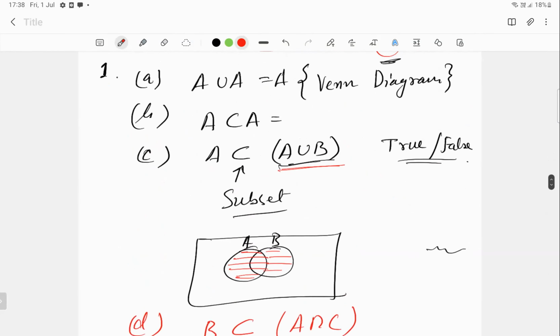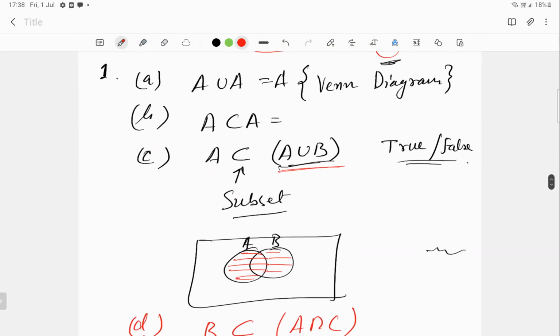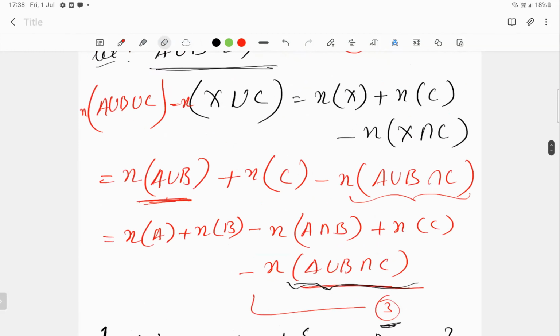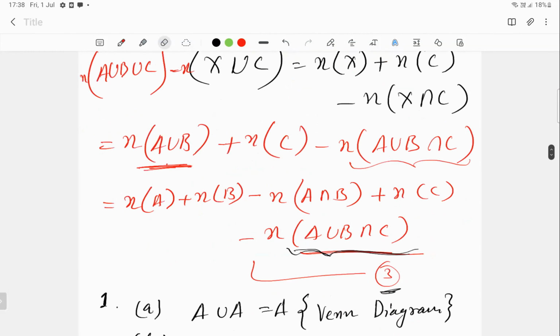Among all these three? Louder. Sunshine, listen to me. She is asking, among all these three, which one is the formula, right? So all are correct.